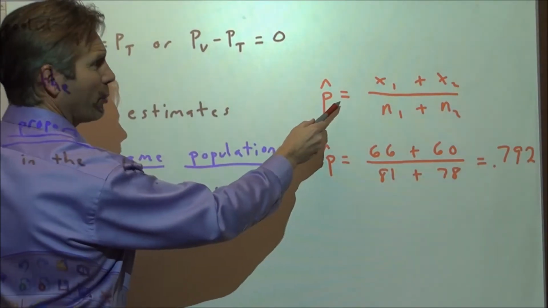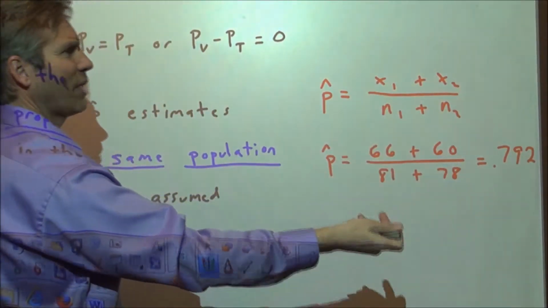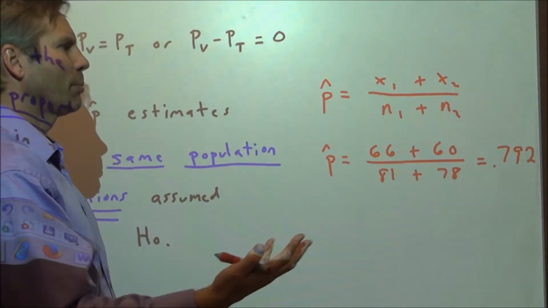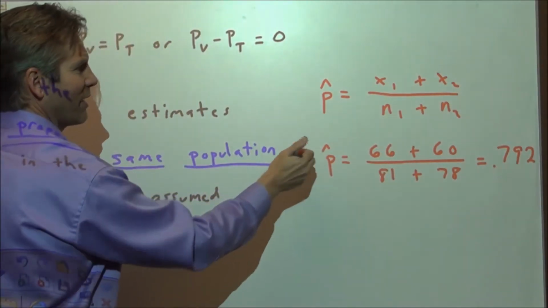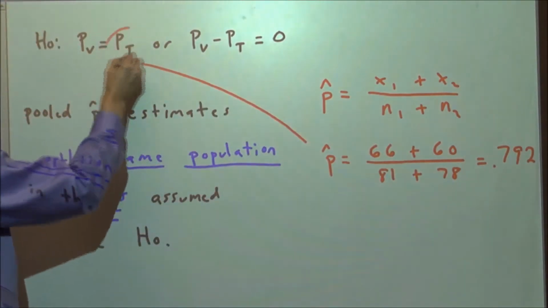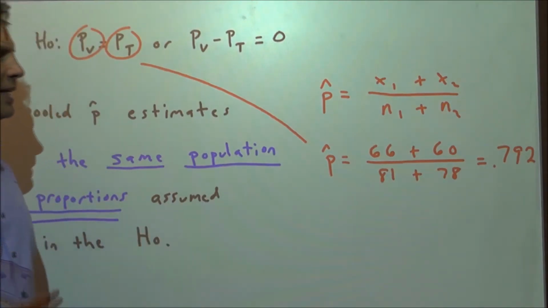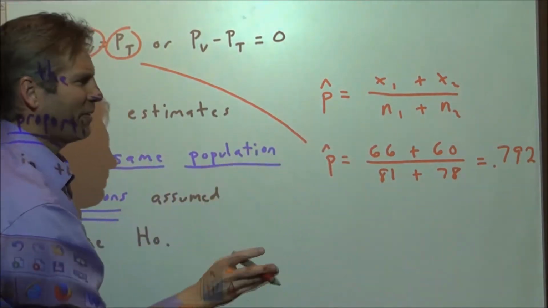So the way we pool the p hat is literally to assume that both samples came from almost like the same population, because we're assuming the population proportions are equal. So we pool them to estimate what that same proportion would be for these two guys in the null so that we can use it in our formula. And by the way, if that's the only understanding you come out with, that's fine.